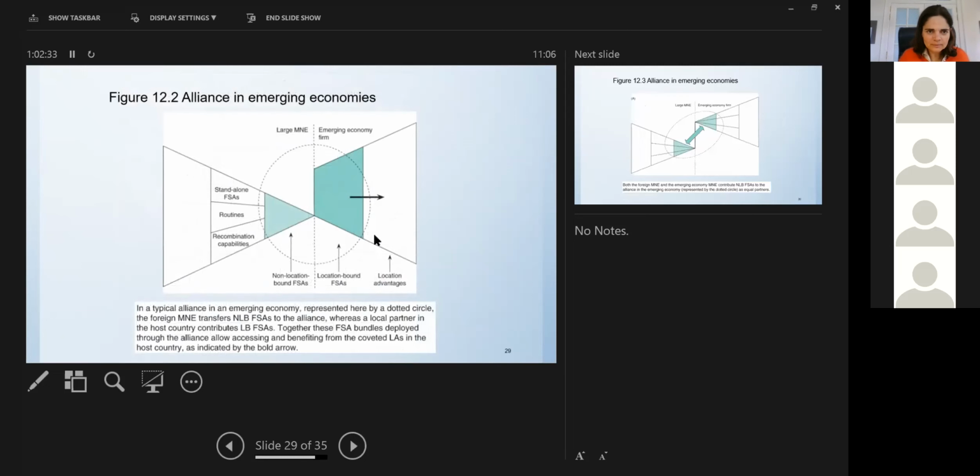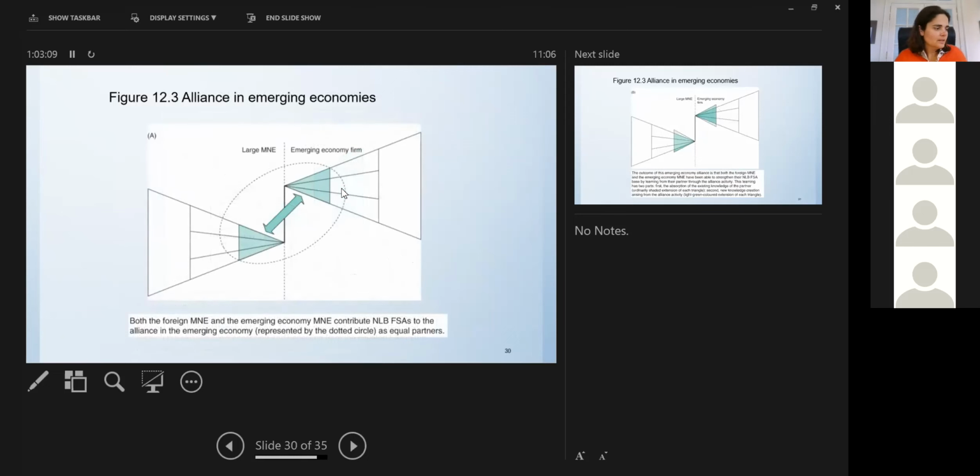And again, a picture. So you see an alliance here in emerging economies, where this trapezoid is in the emerging economy. These are location-bound firm-specific advantages that they have now, and together they can bundle something and exploit this through the alliance. Now they have access, and they benefit from the location advantages in the host country.